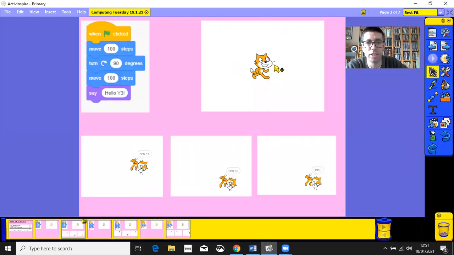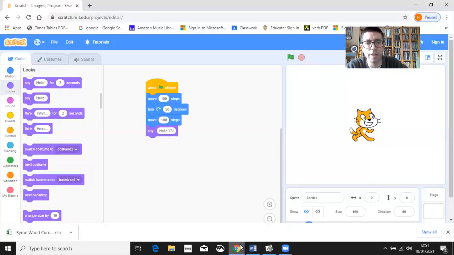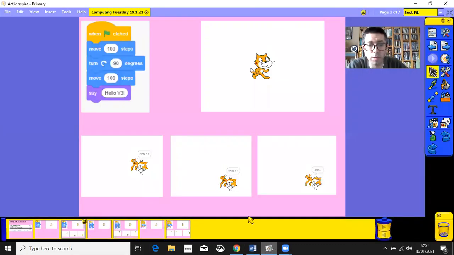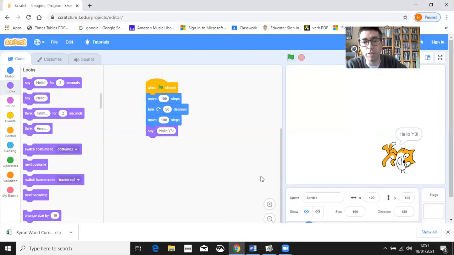So that matches that. And now if I press the green flag, we predicted it would end up about here. It would be facing downwards saying hello Y3. And there he is. Yes, we got it utterly right. And that one was the same as the middle one, wasn't it? Okay, so we got that prediction right. We said it would be this one. Okay, so I don't want this program anymore because I'm going to do the next one.